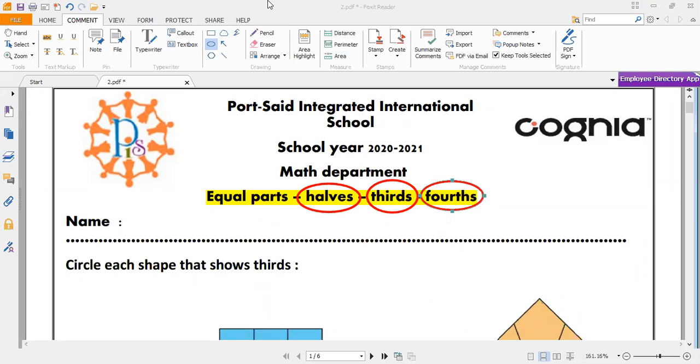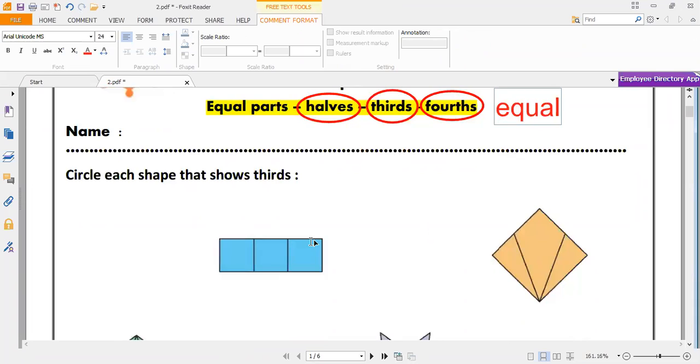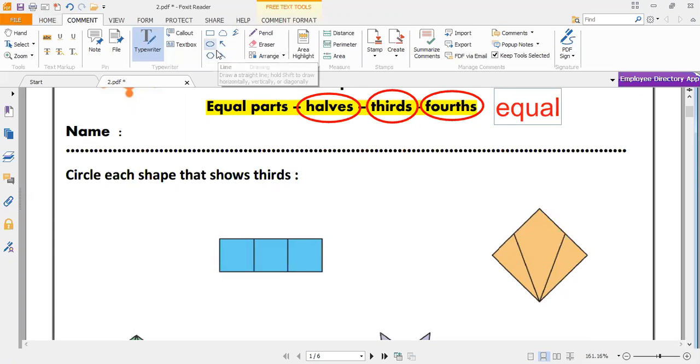Four equal parts. The word equal is very important, okay? Equal. Four equal. Now, let's start with the first one. You have to read the questions carefully. Who can answer the first one? Adam? Yes, go ahead Adam. Read the question.